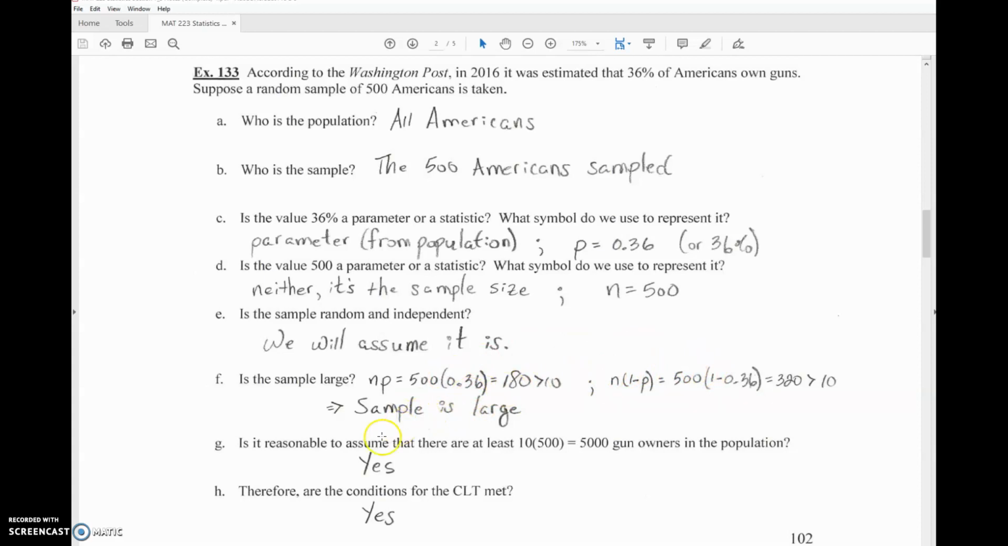Is it reasonable to assume that the population is at least 10 times bigger than the sample size? So are there at least 10 times 500 or 5,000 gun owners in the population? We should say yes, certainly. In the population of the United States, or all Americans, absolutely. So the conditions for the central limit theorem are met.